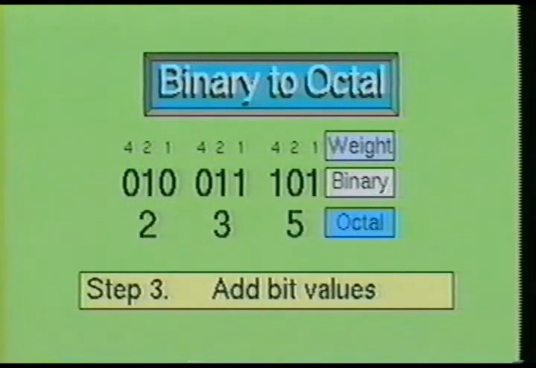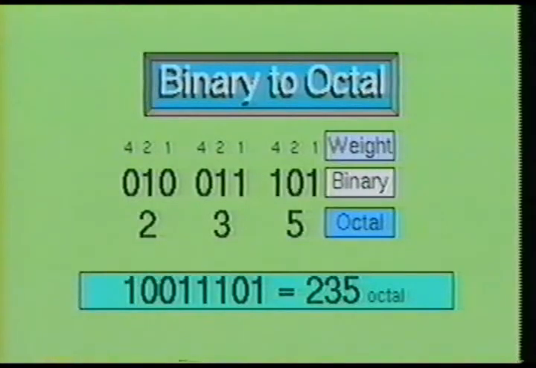Next, we simply add the values of each weight, which contains a 1, for each of the 3-bit groups. This shows us that the binary number 100111101 is equal to 235 in octal notation.